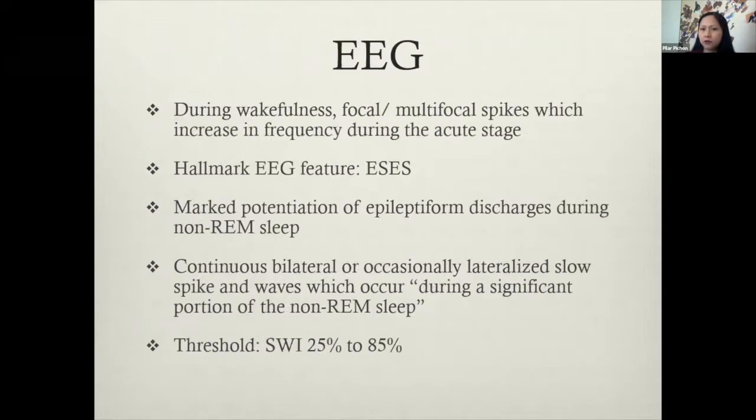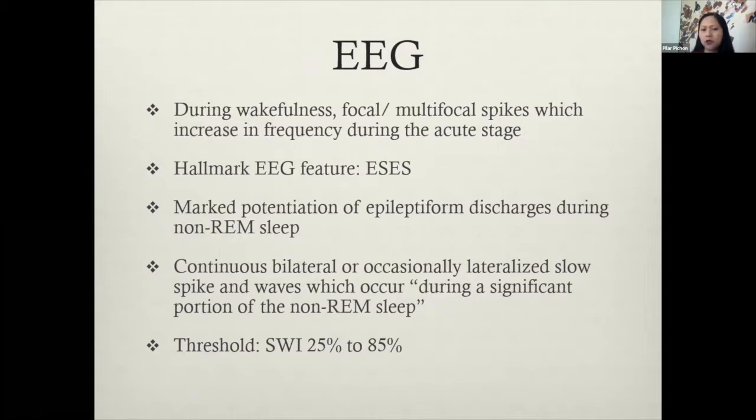During wakefulness, focal and multifocal spikes, which increase in frequency during the acute stage. So this is the EEG pattern. And then ESES, I'll show you a picture of the EEG. The epileptiform discharges are also like turning on a switch. As soon as the child falls asleep, you see these spike and waves. You can have continuous bilateral or occasionally lateralized slow spike and waves, which occur during a significant portion of non-REM sleep. And then the thresholds.